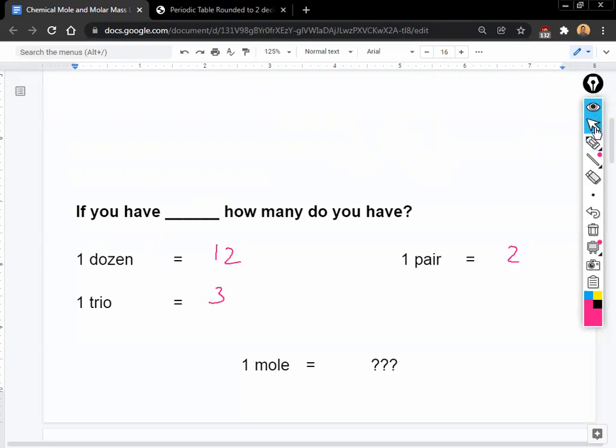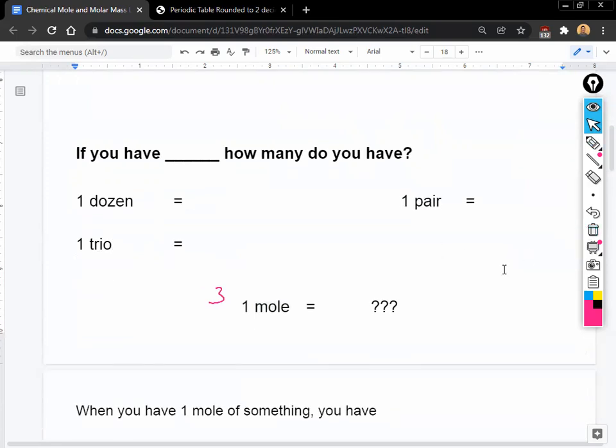Anyway, so a dozen is 12, a pair is 2, a trio is 3. Now in chemistry, we're going to learn another way to count something, and we call it a mole. A mole of something. It's kind of weird. It's like that furry, ugly animal that lives in the ground. The reason why we use a mole is because atoms, like we said, are super duper small, right? And so when we count atoms, we can't count them a dozen at a time, 100, or even 1,000 at a time. We have to count them a mole at a time.